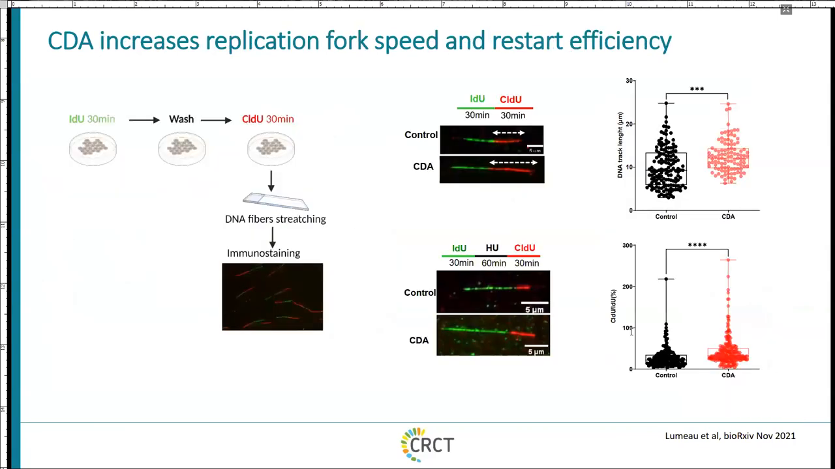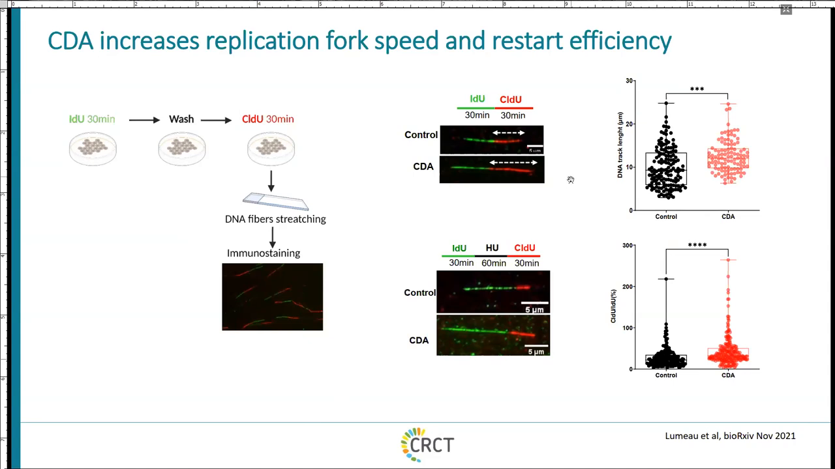So we performed functional studies to ask whether CDA may increase replication fork speed and restart efficiency. It's quite a common experiment where you use two pyrimidine analogs, then you stretch the DNA fibers and go for immunostaining. You can see on the middle panel that when you add those analogs in cells that are overexpressing CDA, the DNA fibers are longer, and this is what is quantified on the right.